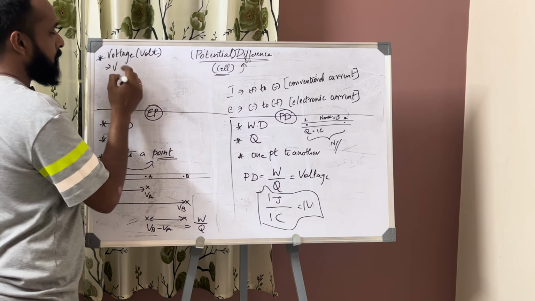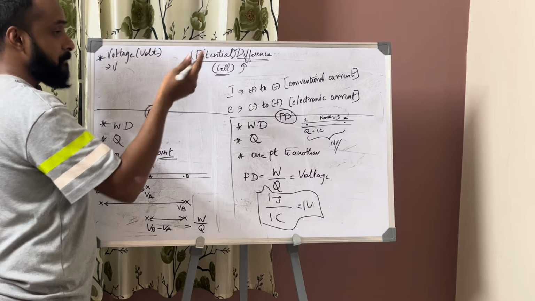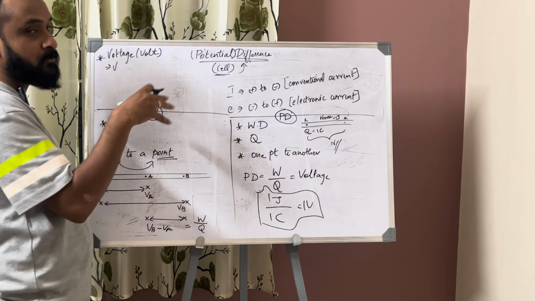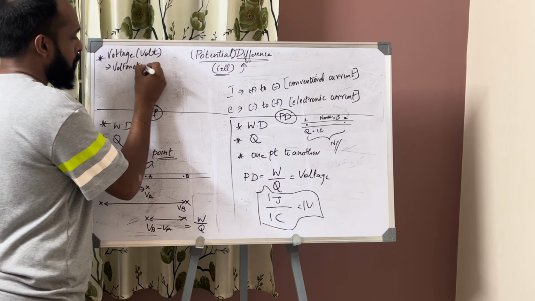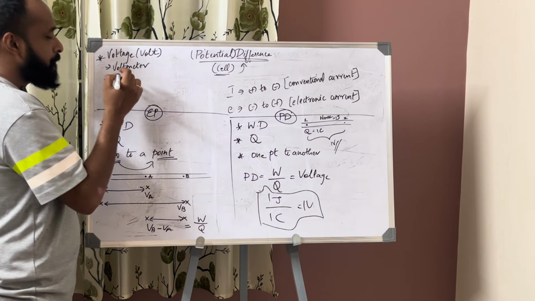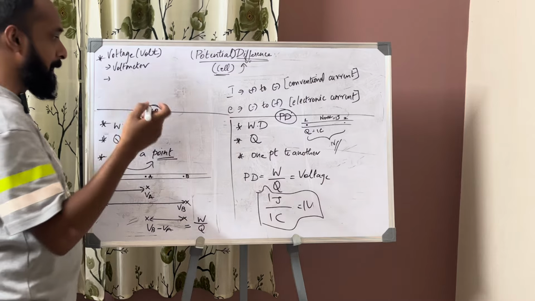The device like ampere, we call it as ammeter. For speed, we call it as speedometer. Distance, called as odometer. Similarly, here we call it as voltmeter, and there we connect the ammeter in series, right?